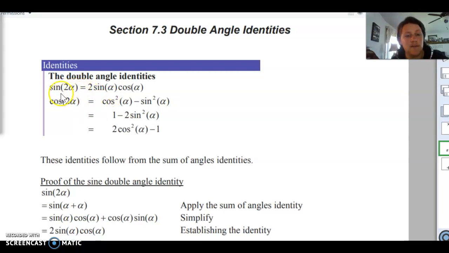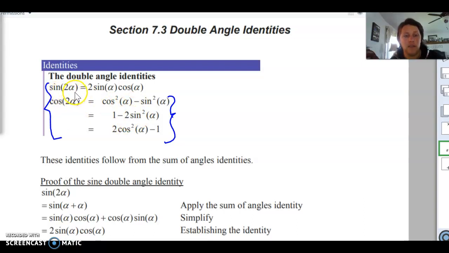So first thing we have, these are just your identities. Sine of 2 alpha is equal to 2 sine alpha cosine alpha. And then cosine of 2 alpha can equal any one of these three things. Normally, yes, we would want you to memorize all three of those options, because we're going to use them all at different times depending on what situation we're in. So all three of these you do need to know and use for the cosine of 2 alpha.